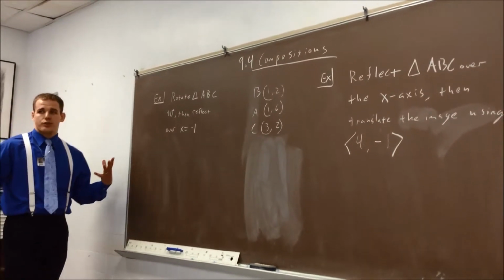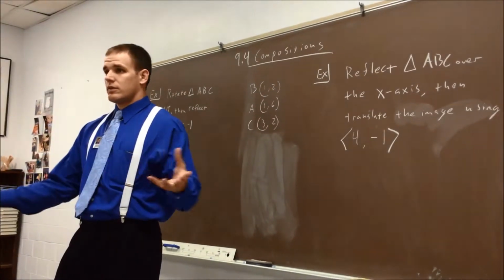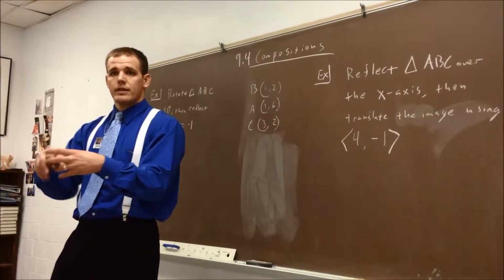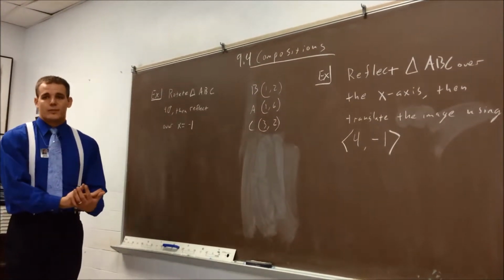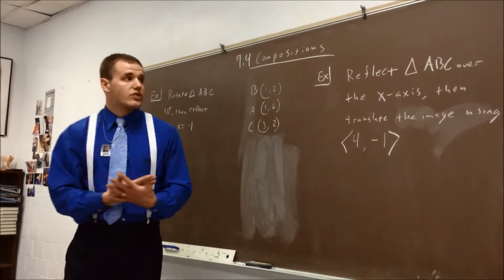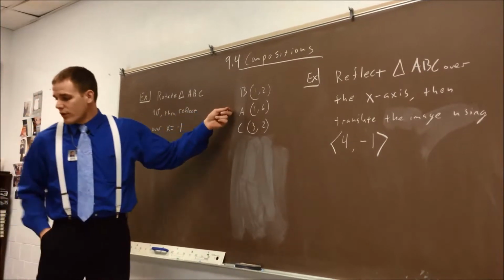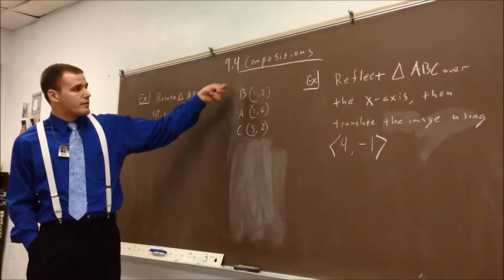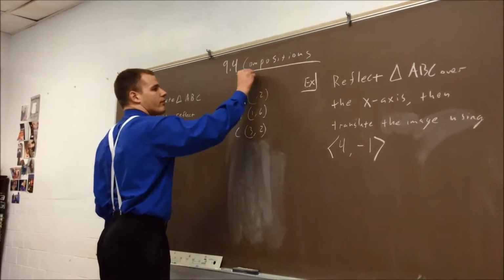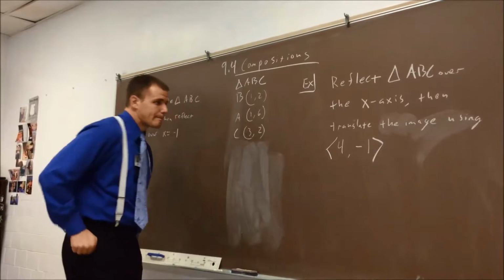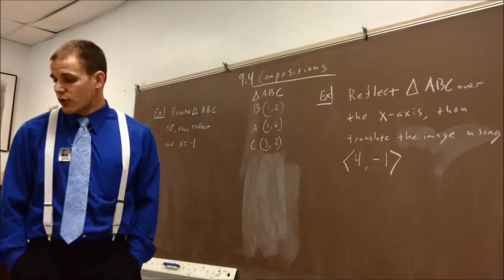Composition is when you put a bunch of stuff together, like a compost pile. A bunch of stuff just all thrown together, right? Compositions is when we're going to do a couple different transformations all together. So we're going to start with this one right here. Now you can do this on your dry erase board, or you can do it on your graph paper, whichever you prefer. But make the following triangle ABC. Make triangle ABC with those coordinates, please.